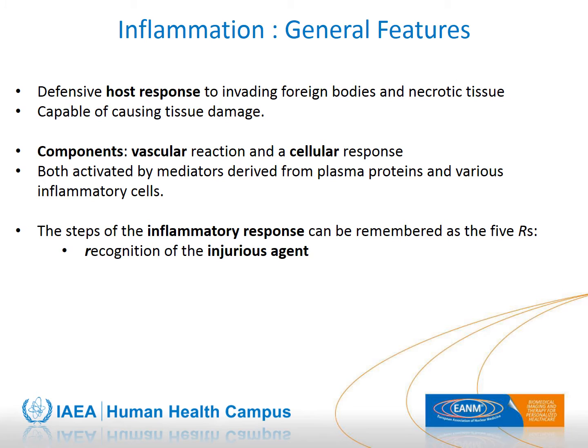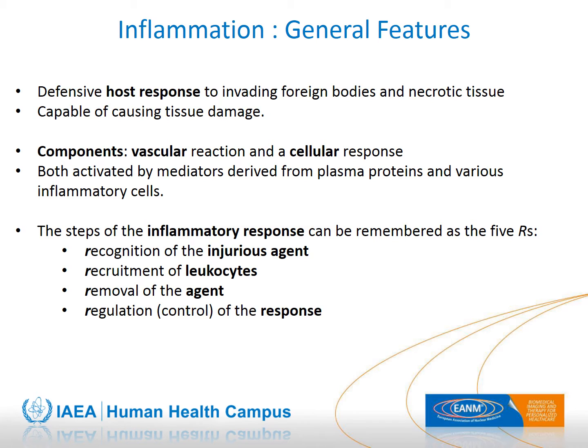The inflammatory response has various steps, and these can be remembered as the 5 R's. These are recognition of the injurious agent, be it a pathogen or an autoimmune antibody. This is followed by recruitment of leukocytes to the area of infection or inflammation. This is followed by removal of the injurious agent. It's then followed by control of the response. And finally, there is resolution either by repair or fibrosis.